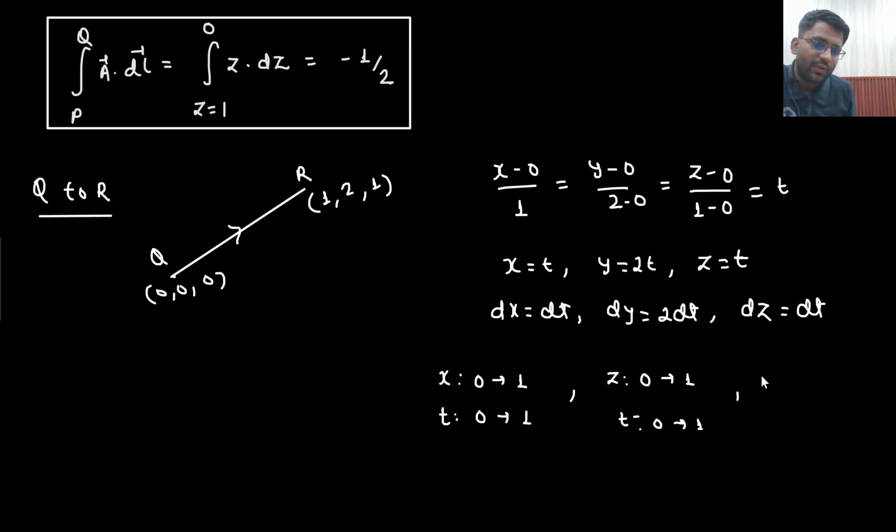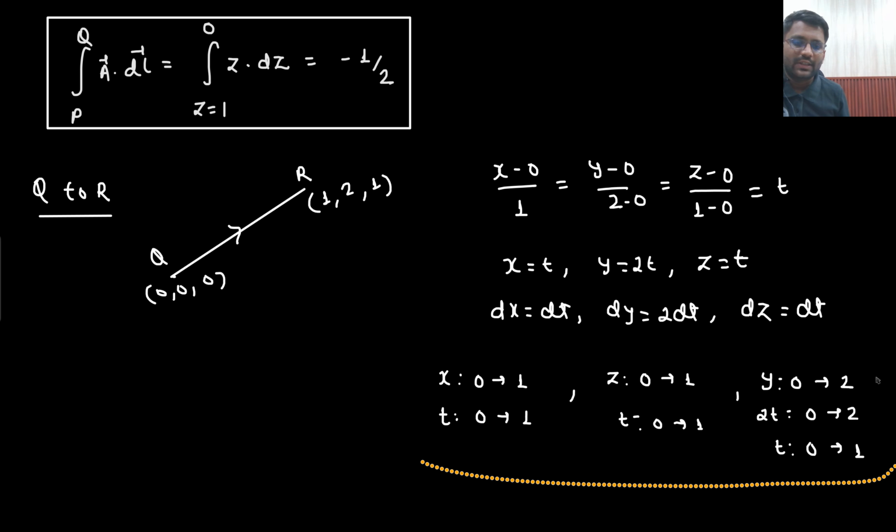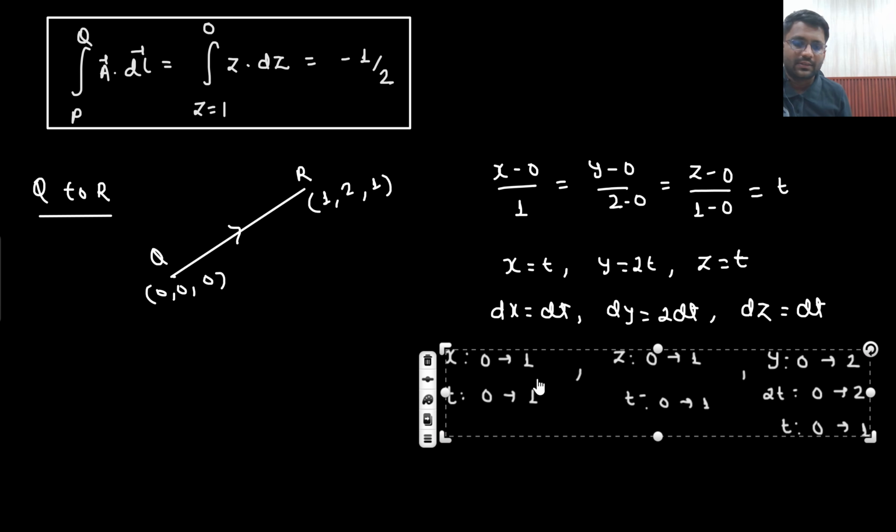What about y? Sir, y is going from 0 to 2. And y equals 2t. So 2t will go from 0 to 2. What does that mean? That simply means t will go from 0 to 1. So everywhere t will go from 0 to 1 only. That's it. Now you just need to do the replacement, nothing else.